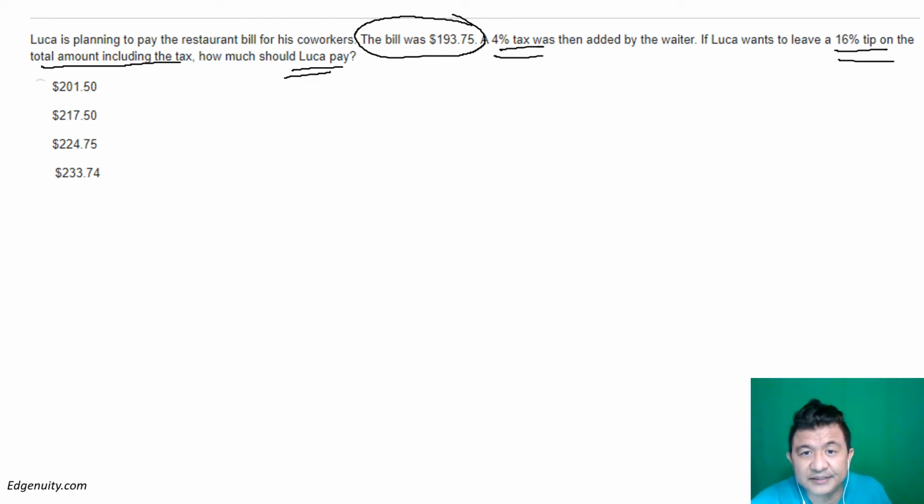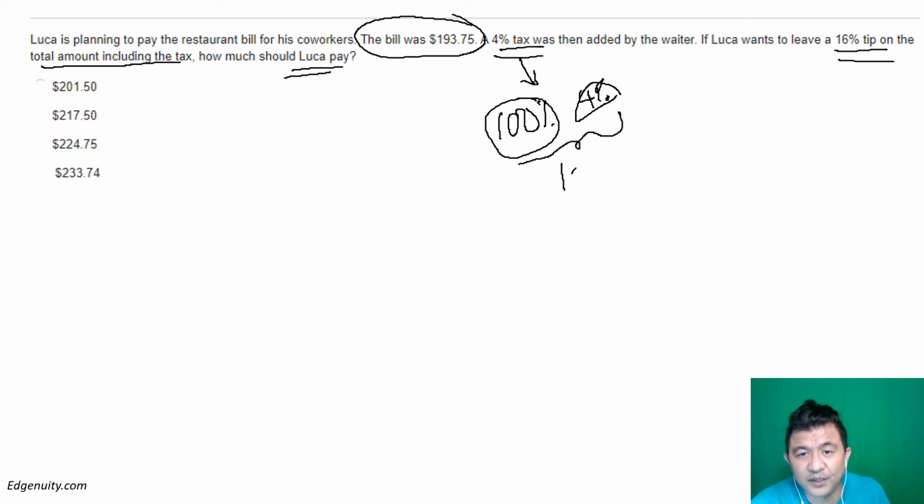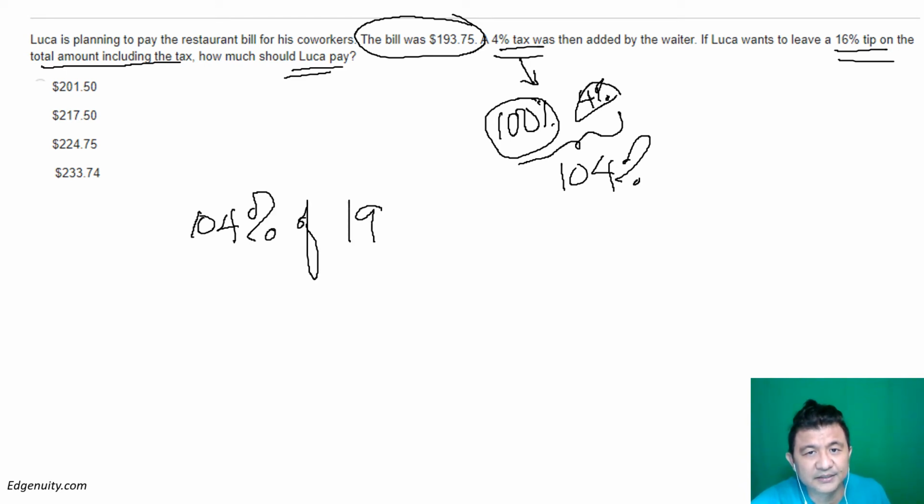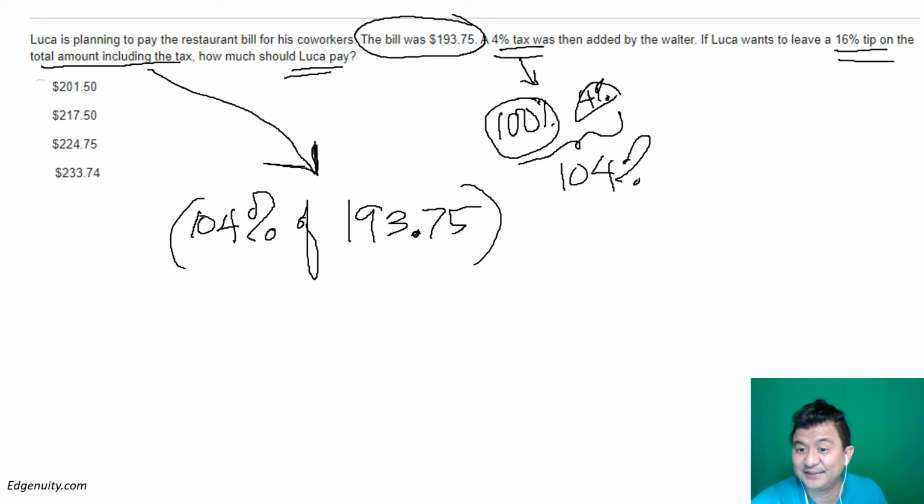If you're gonna pay tax, you're gonna pay the whole thing, 100%, right? There's an additional 4%. So how much percent have you paid? You will pay 104%. All right, do you agree? So I'm going to get 104% of the 193.75. Okay, that will be all of this. That's the amount including the tax, right? Next, I'm going to pay what?